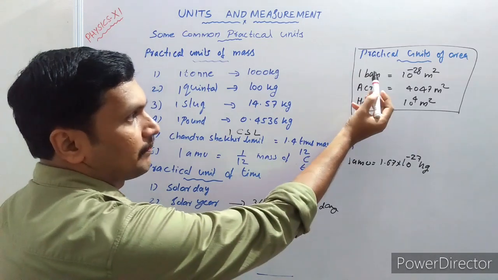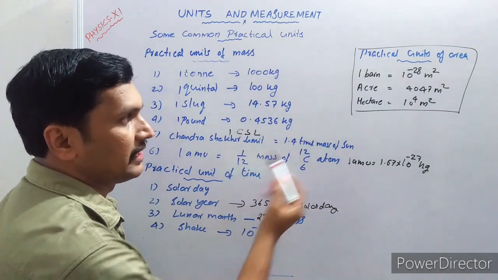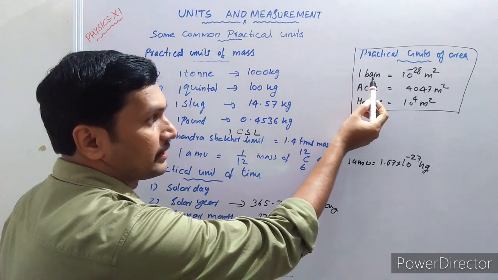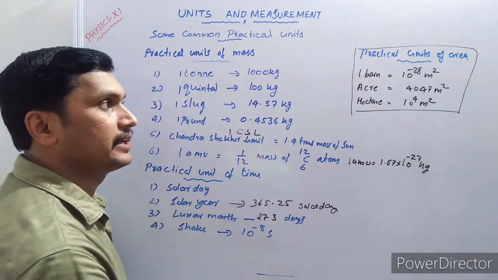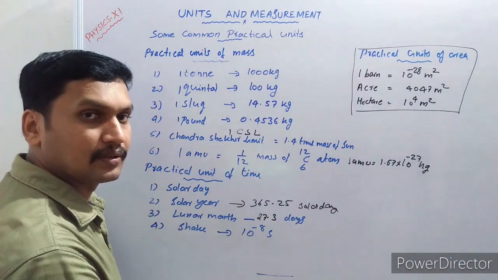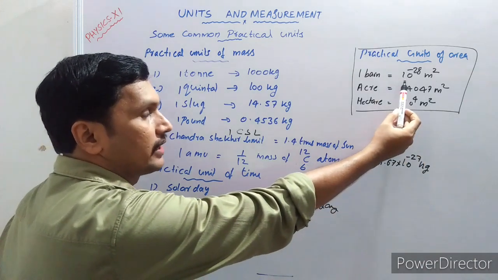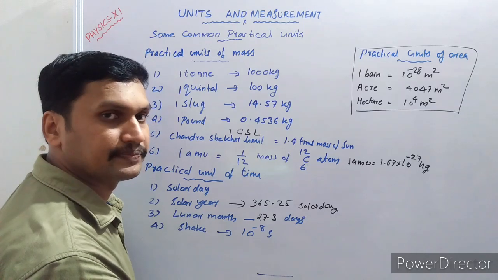Now, let us see some practical units of area. To measure very small areas, we use the barn. 1 barn is numerically equal to 10 raised to minus 28 meters square.